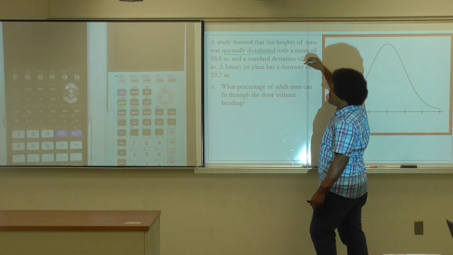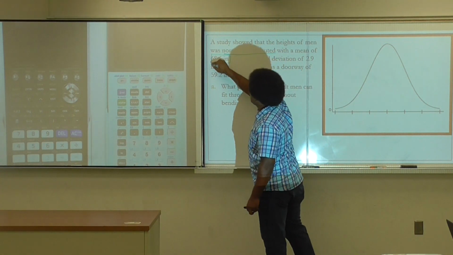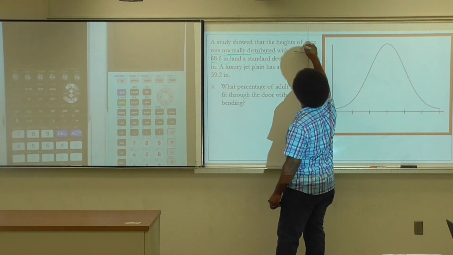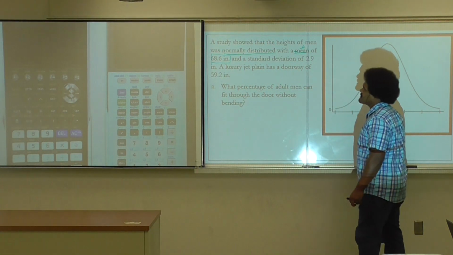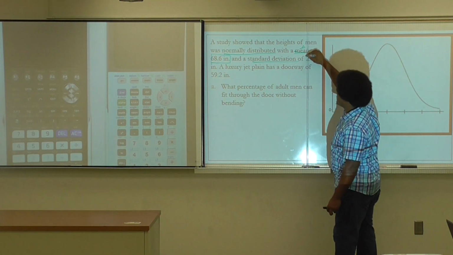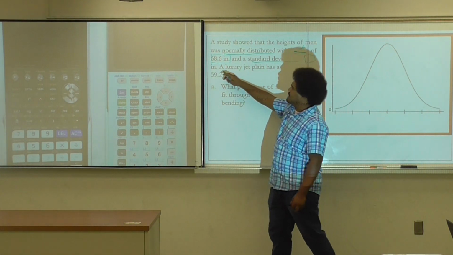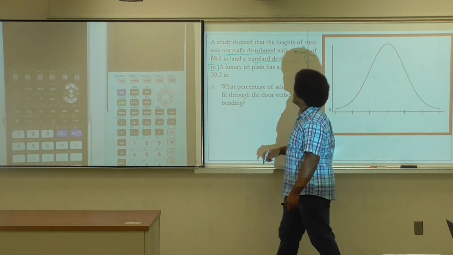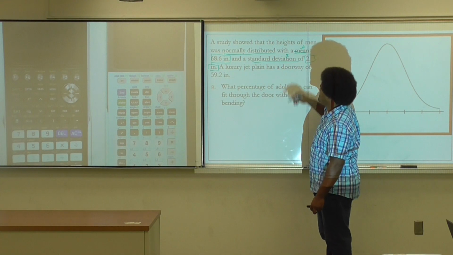And then with the mean of 6 inches, so we know this is our mean. This is your mu, 6 inches. And you have a standard deviation of 2.9 inches, and that is your standard deviation sigma.